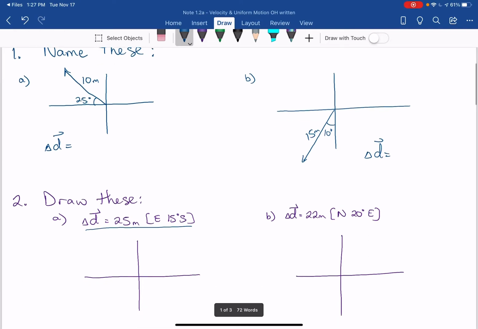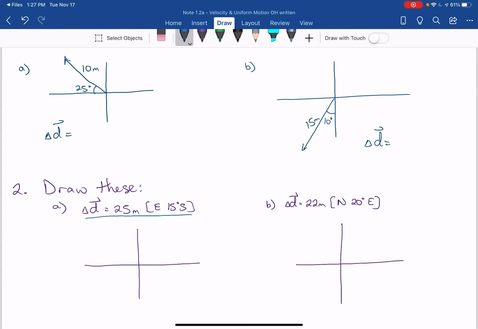And then for the two down here at the bottom, I want you to draw them. So I've named them here. I want you to draw them on this set of axes here. So go ahead, pause the video. I'll wait. Okay, so I'm assuming that you've done them, or at least taken your best guess at them. And let's see how well you did.